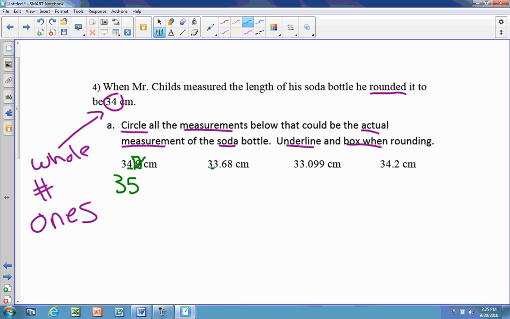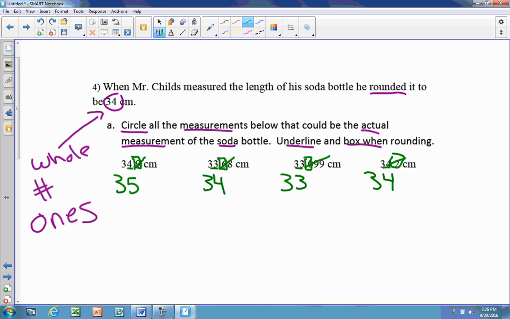Once again, we're going to round this to the nearest whole number. There's a 6. That 6 tells me to bump the 3 up to a 4. Keep everything to the left, lose everything to the right. Underline the whole number, box to the right. 3 is going to stay. Keep everything to the left, lose everything to the right. Then we're going to underline and box again. The 2 tells us to keep the 4 alone, keep everything to the left, knock off everything to the right.